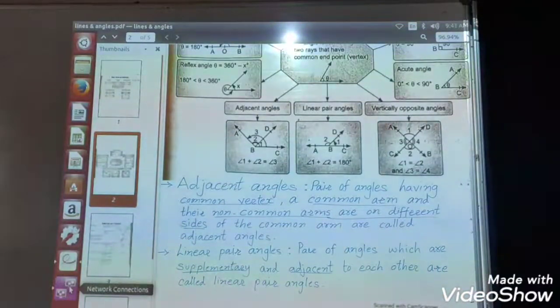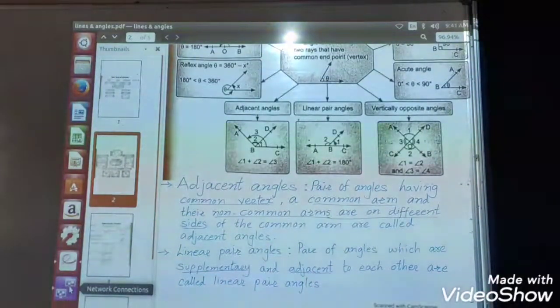Means you can see in the figure that if we add angle 1 and angle 2, you will get angle 3, which is the sum of the pair of adjacent angles. Now, next, linear pair angles. What are linear pair of angles? Pair of angles which are supplementary.